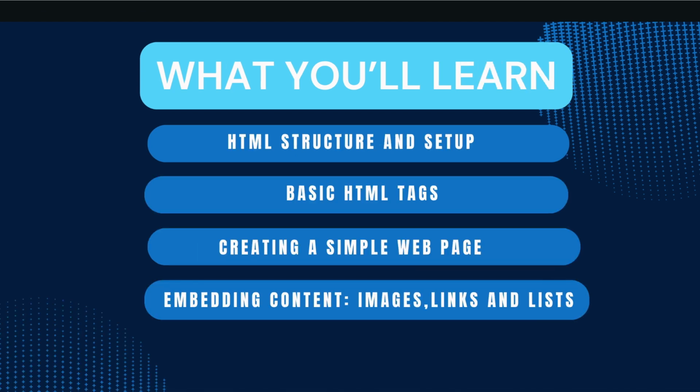Alright, so before we get into our text editor and start writing some code, let's first look at what we are going to learn in the tutorial. First, we will look at the HTML structure and setup. This is the section where we are going to look at some of the very key components of HTML. We'll define the structure and look at what the building blocks of HTML mean. Then we'll look at basic HTML elements, that is the tags. Then we'll go through creating a simple web page, and then we'll look at how to embed images, links, and lists. So at this point, let's just get into that section.